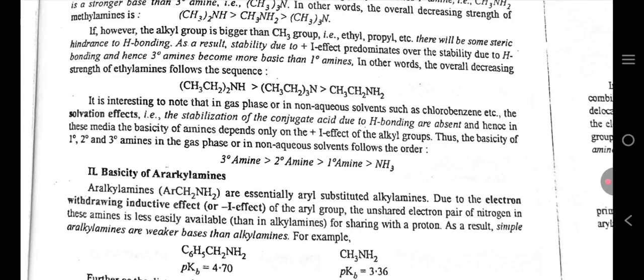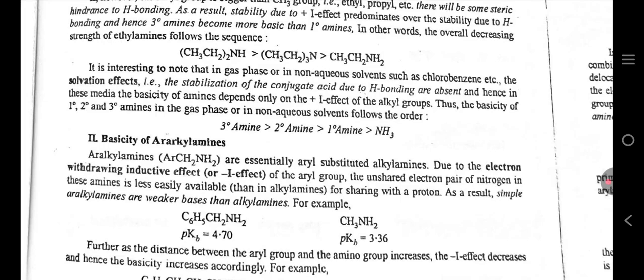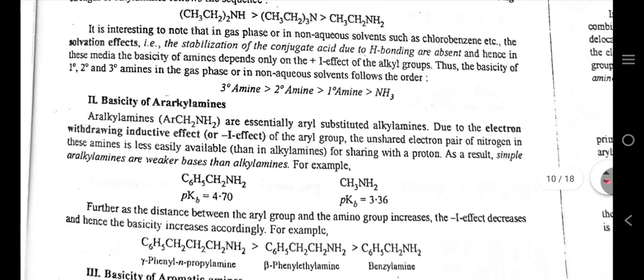If however the alkyl group is bigger than CH3 group, ethyl, propyl, etc., there will be some steric hindrance to H bonding. As a result, stability due to plus I effect predominates over the stability due to H bonding, and hence tertiary amines become more basic than primary amines. In other words, the overall decreasing strength of ethylamines follows the sequence.